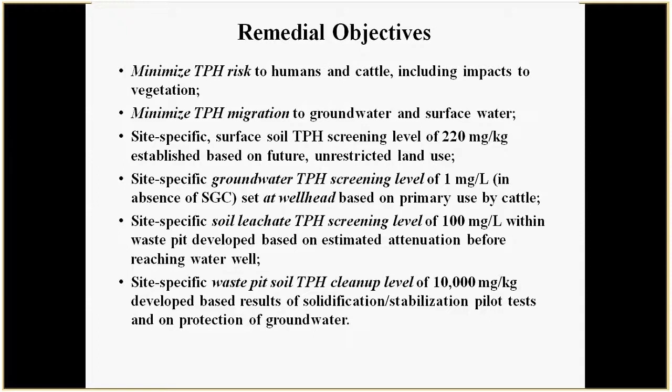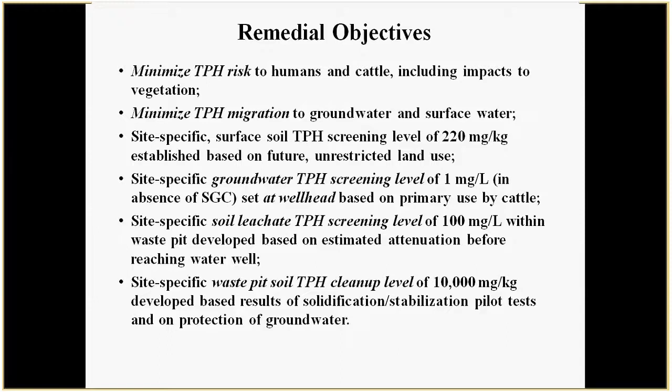Also, a site-specific groundwater TPH screening level of 1 milligram per liter was implemented in the absence of silica gel cleanup. This was at the wellhead where they're using it to pump into the trough primarily for cattle use. They assumed that was adequate. They used this to develop a site-specific soil leachate screening level for TPH of 100 milligrams per liter within the waste oil pit, the waste pit.